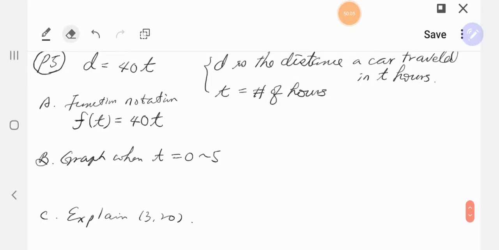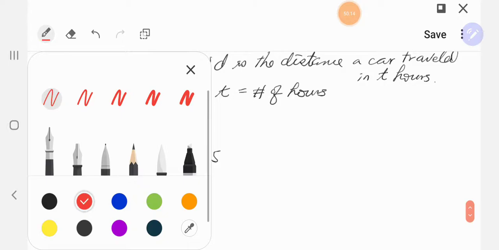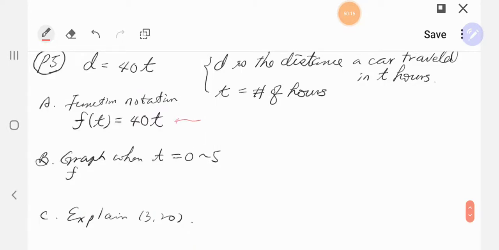Then let's graph when the input is from 0 to 5. This equation is linear. A linear equation means a straight line. So how many points do we need? We need 2 points.